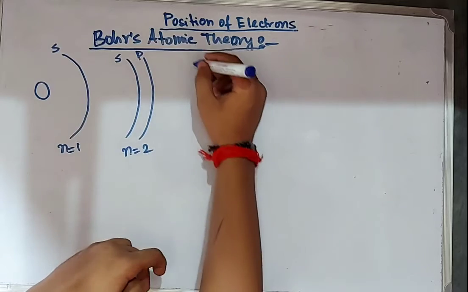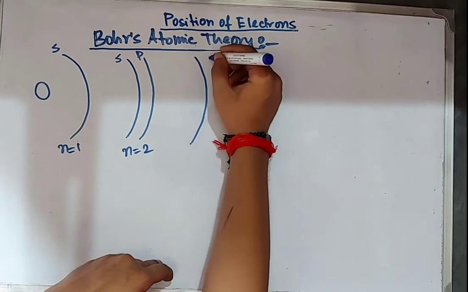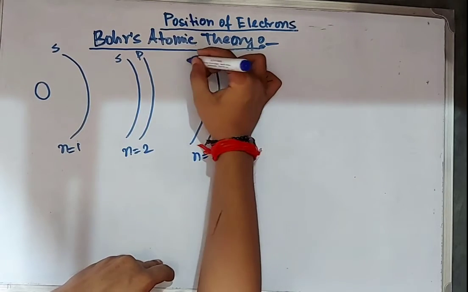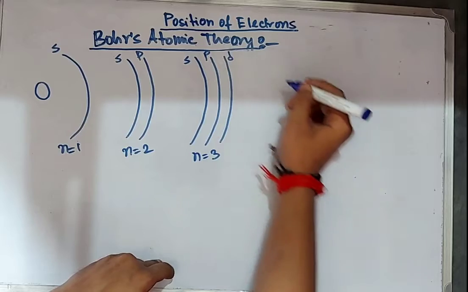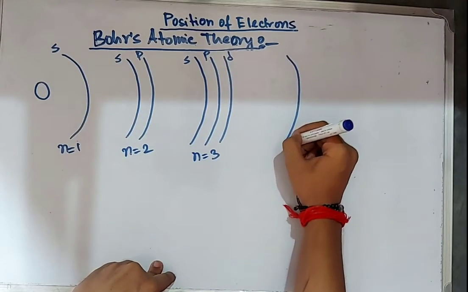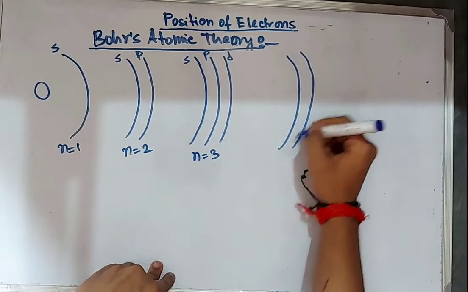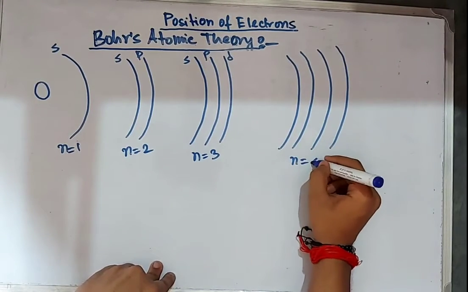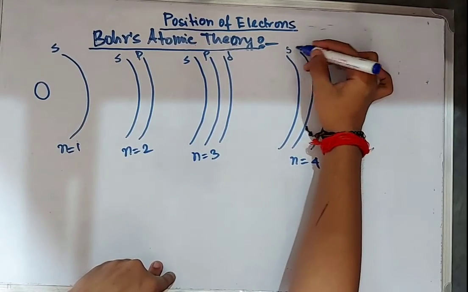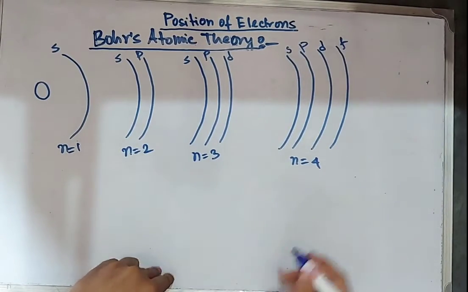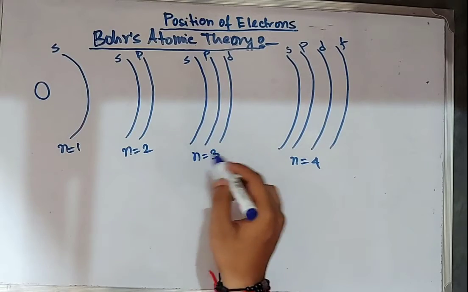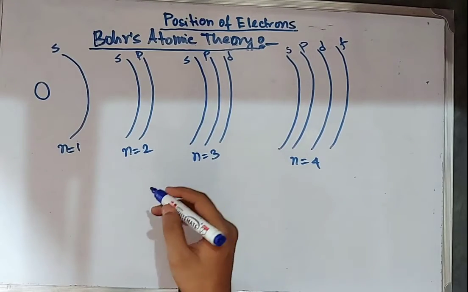S and P. For n equal to 3, there are 3 subshells, S, P, D. For n equal to 4, there are 4 subshells, S, P, D and F. Now we have already drawn the subshells. Now we will draw the orbitals.